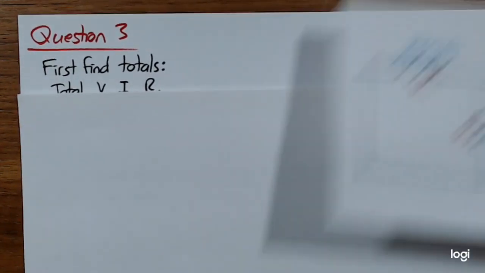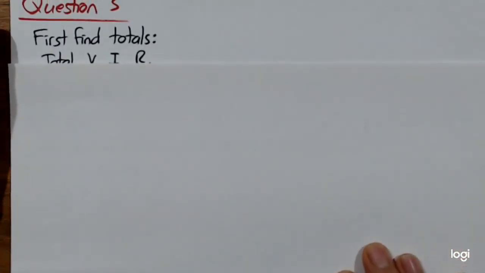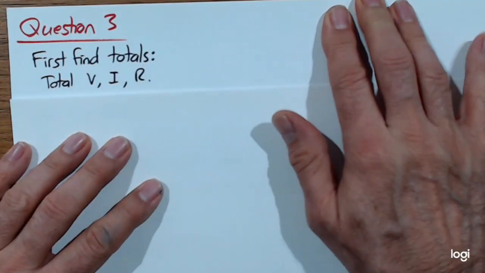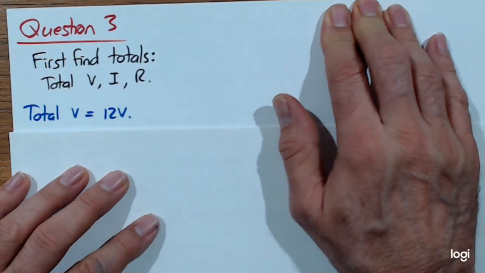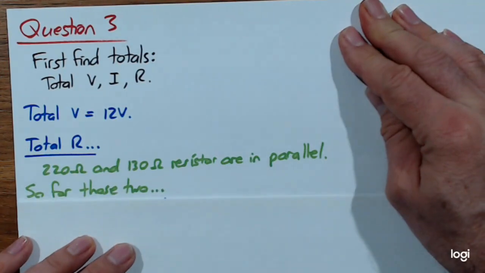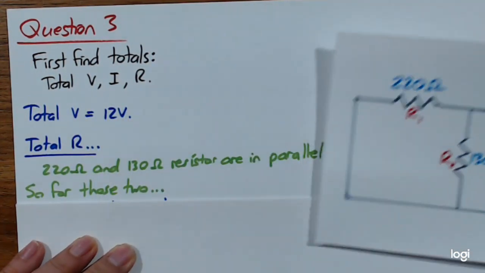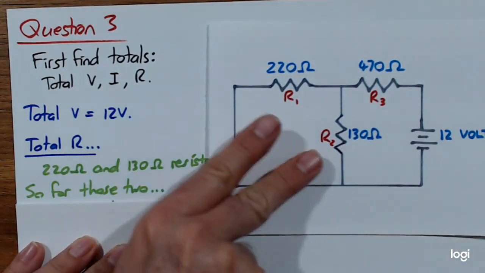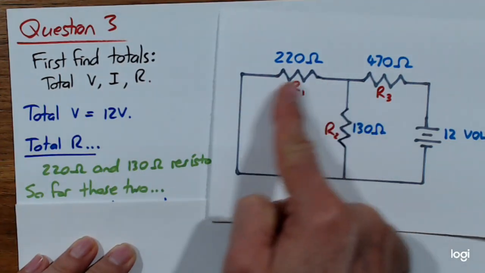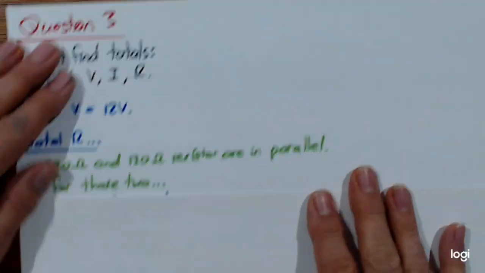Okay, totals first, right? V, I, and R. And we've already got the voltage. They gave us that, 12 volts. The total resistance, this is how it's done. So the 220 and the 130 ohm resistors are in parallel, those guys, R1 and R2, right? So to find the total resistance of this parallel section, not counting that yet, just these guys, this is what you do.